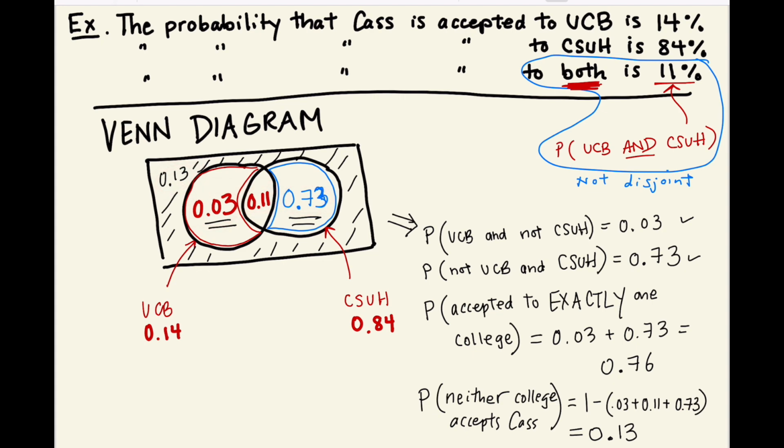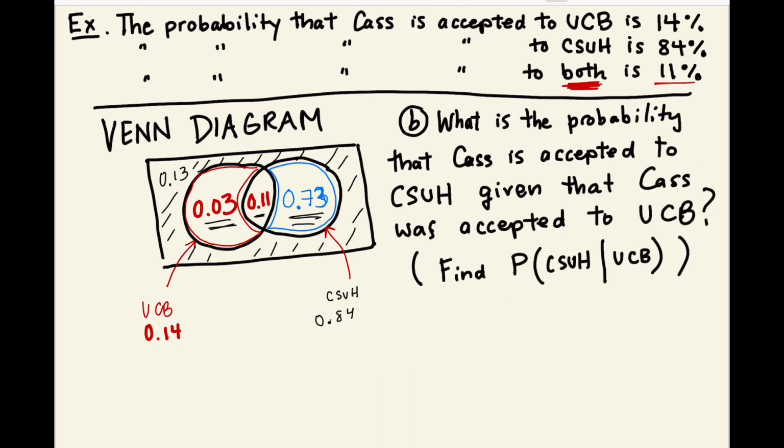So Venn diagrams can be really helpful in figuring out all different types of probabilities. I also wanted to point out this probability we actually calculated in part A. This is actually the probability of getting accepted into UC Berkeley or getting accepted into Cal State Hayward. And we had used the general addition rule to calculate that, but you can also calculate it in this way.